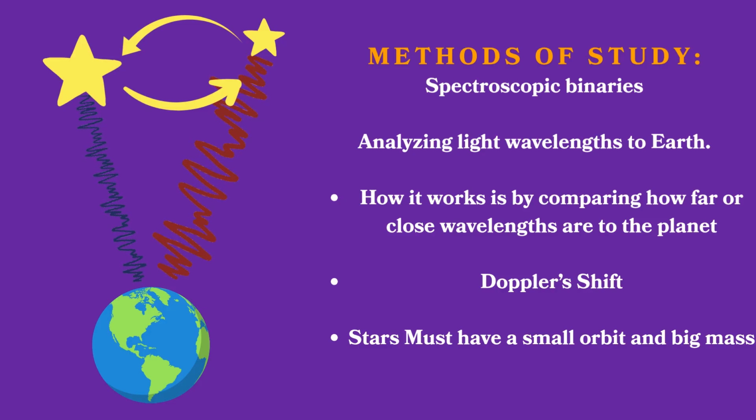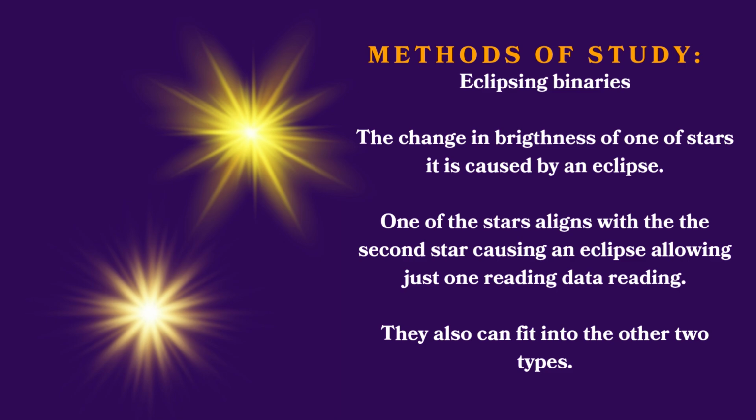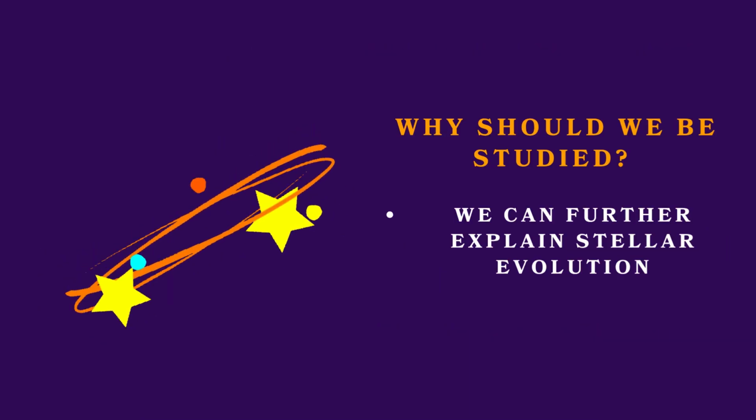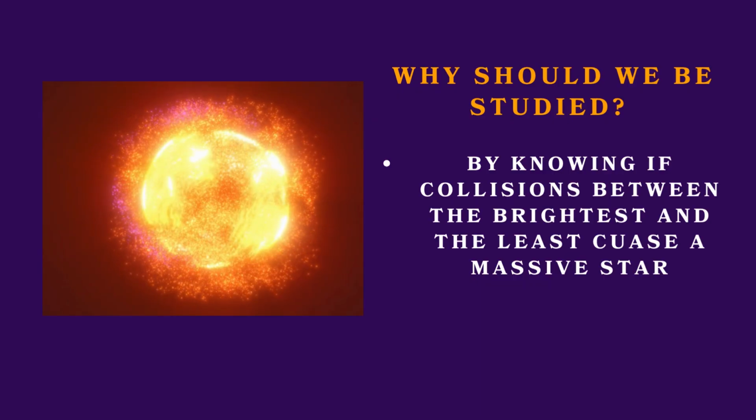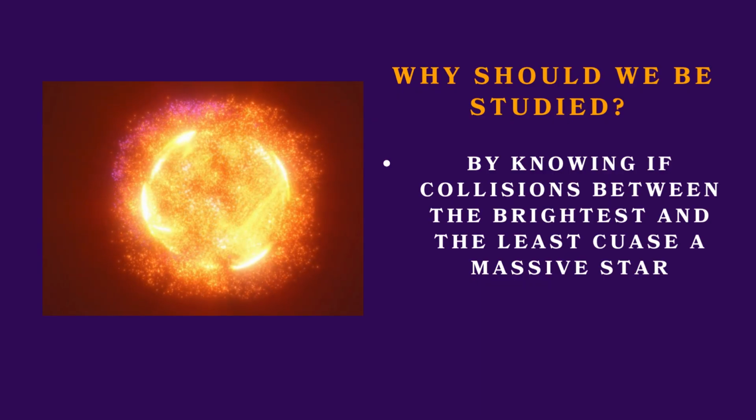Now we have the third method, which is how they look when they are either too far away from the Earth or when they are so close together that they make an eclipse between the two of them. And then, why do we study them? This is simply because we can understand stellar evolution better. So how do they actually help us understand stars better?